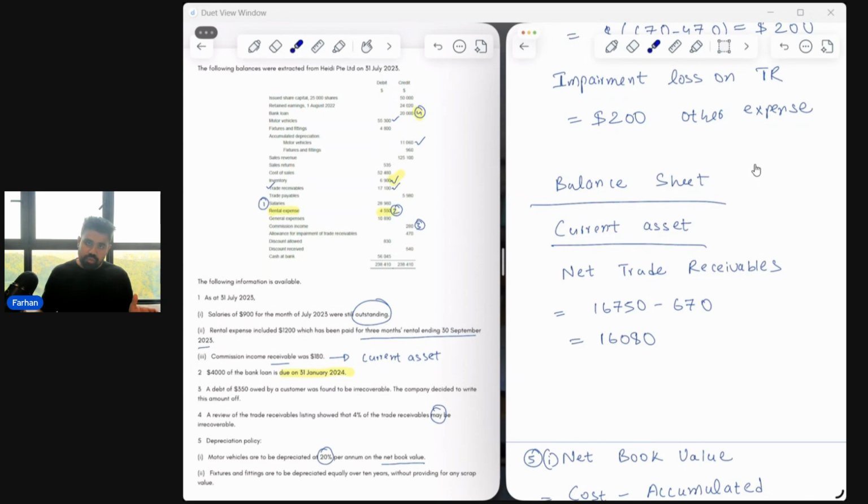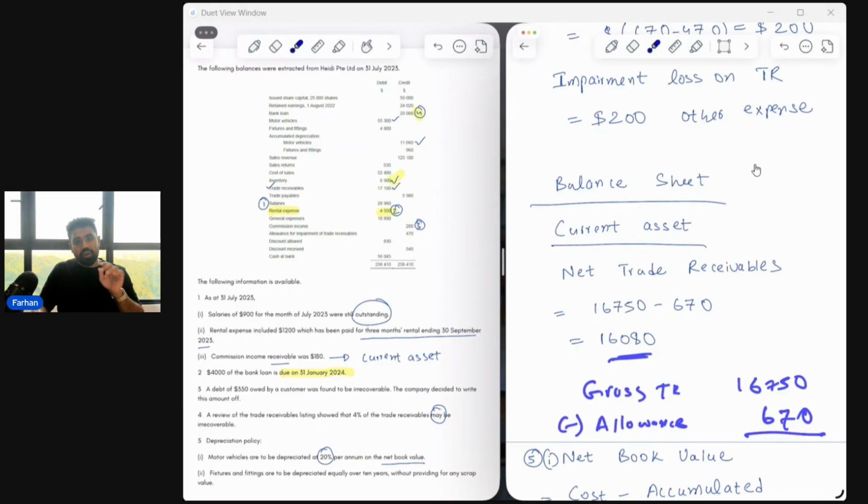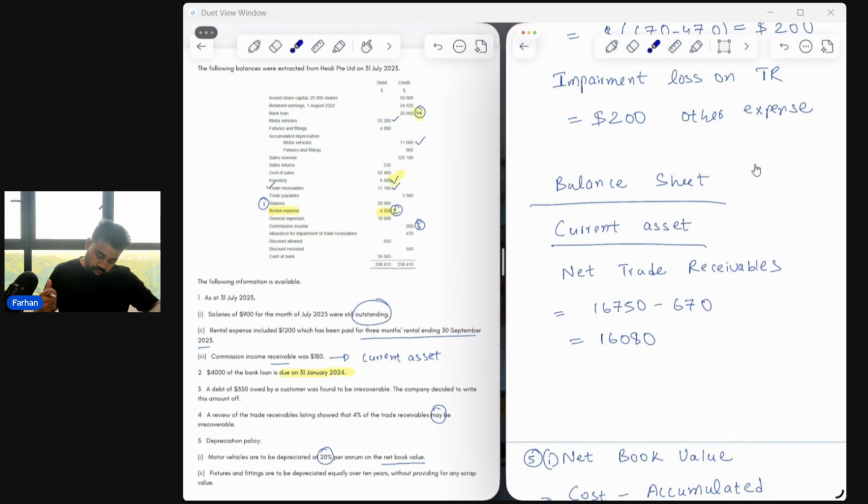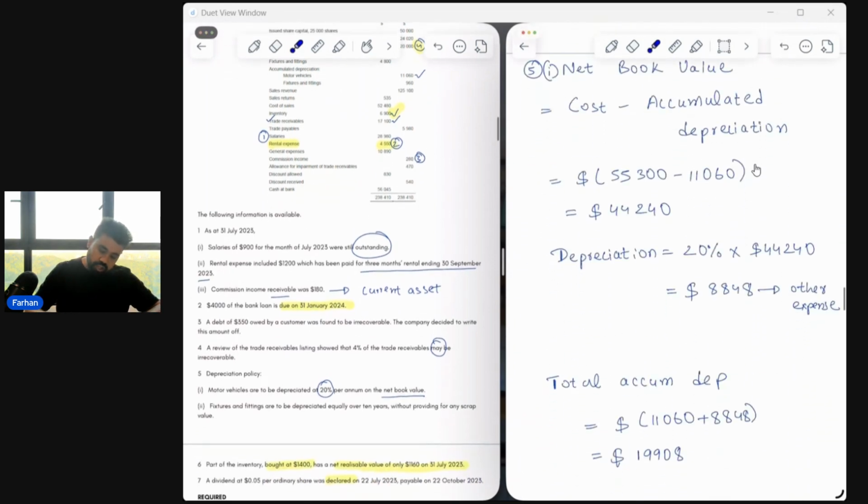Then in the balance sheet, when we show the current assets section, we will show the net trade receivables, which is 16,080. The way we will show it is by first including the gross amount of 16,750, and then we will show less allowance for impairment. This allowance for impairment is the amount of 670 derived at the end of this year, which is 4% of 16,750. So this is what we have to report in the balance sheet, these two numbers specifically to get the total marks. Okay. All right. So now let's move to additional information number 5.